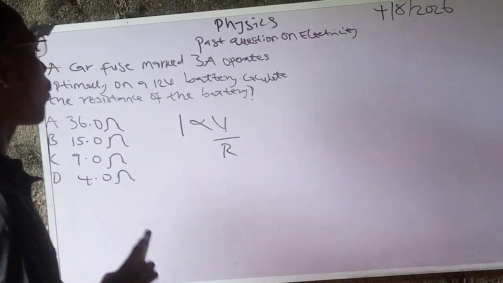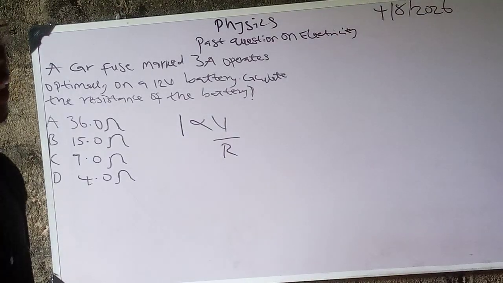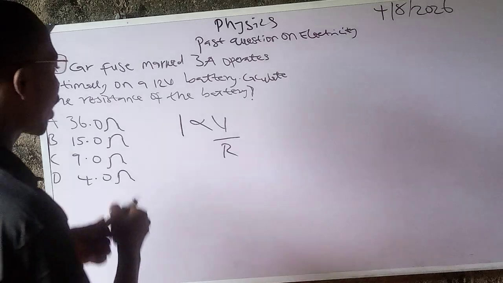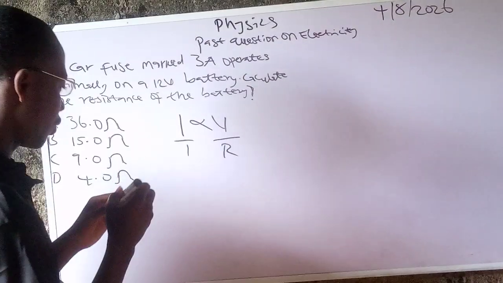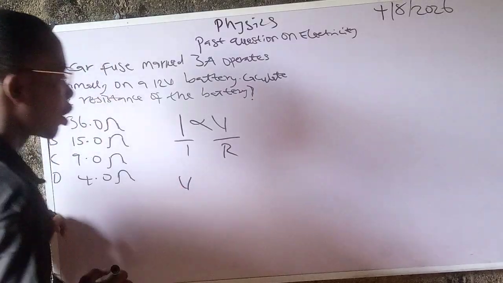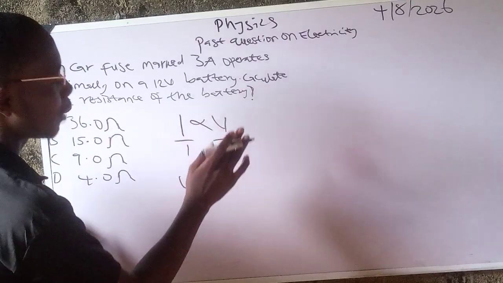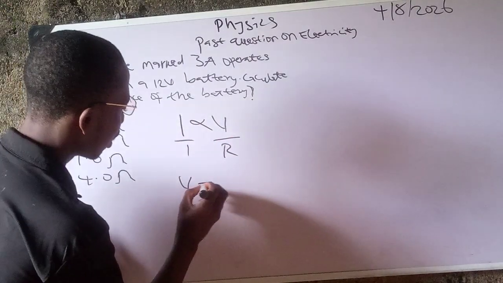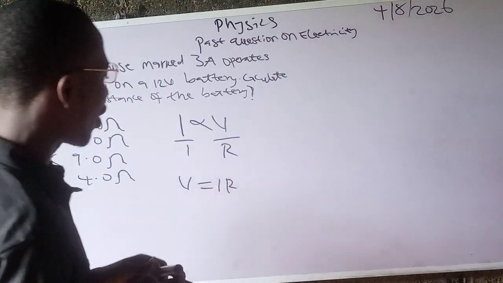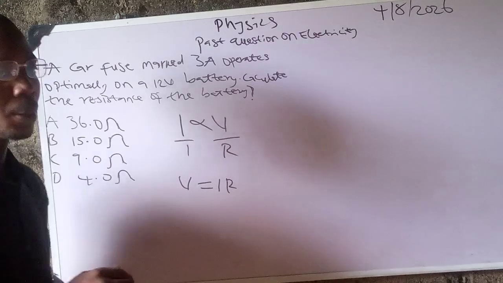So now, if you want to make voltage the subject of the formula, that is, if in the question they ask you to find voltage, you are going to make all of them over 1. Now voltage multiplied by 1 will give you what? Voltage. I, which is current, multiplied by resistor will give you what? Current multiplied by resistor. So we are able to make voltage the subject of the formula.